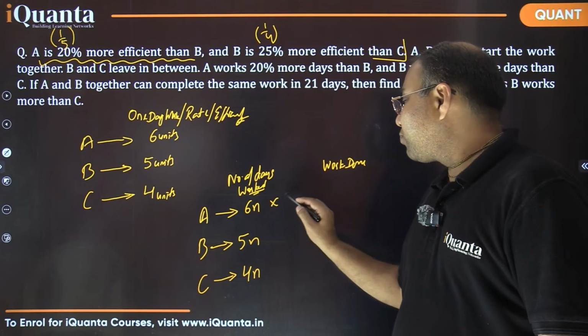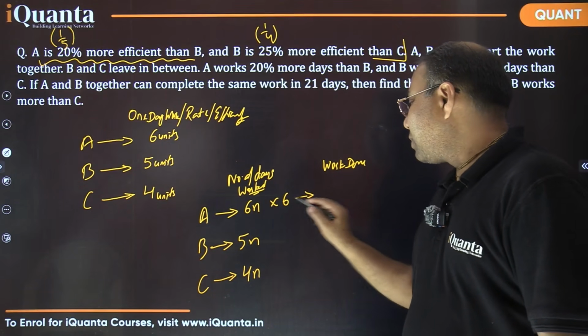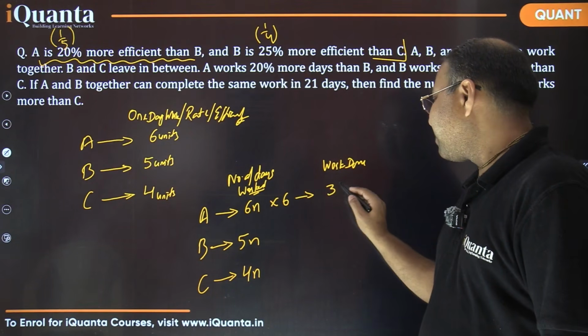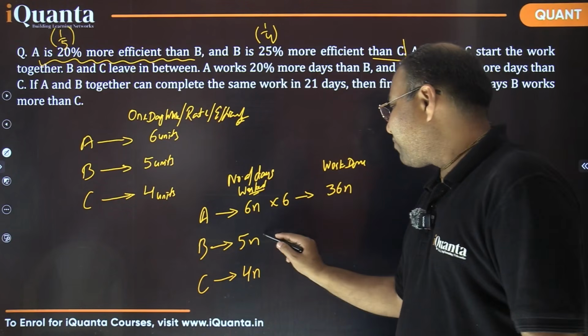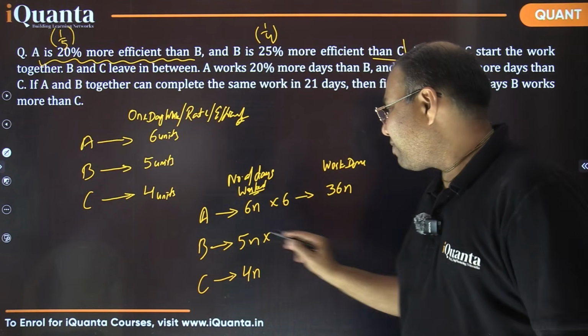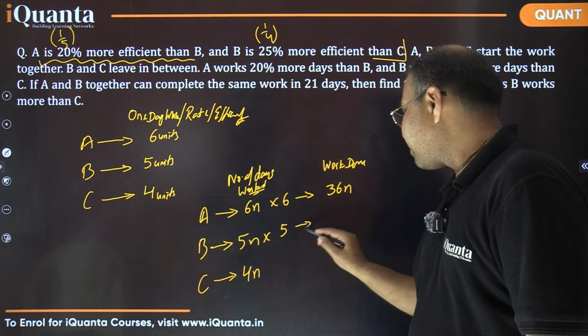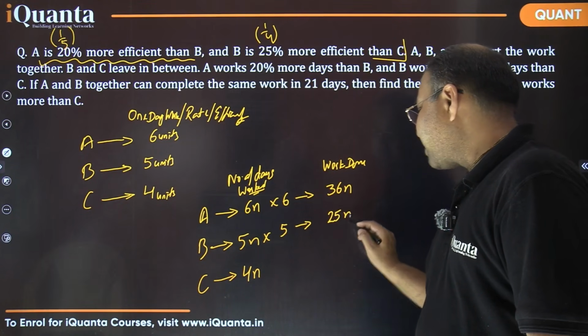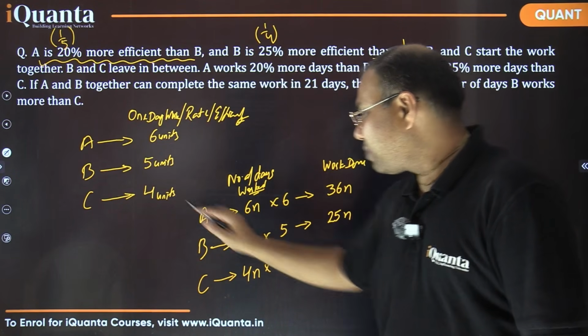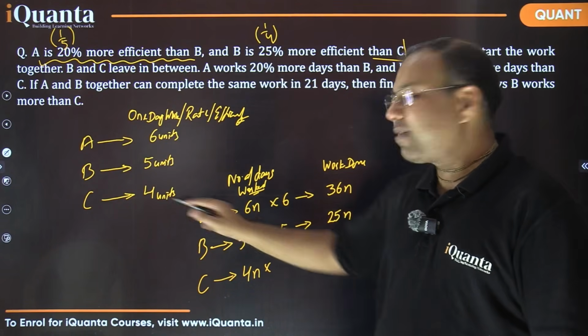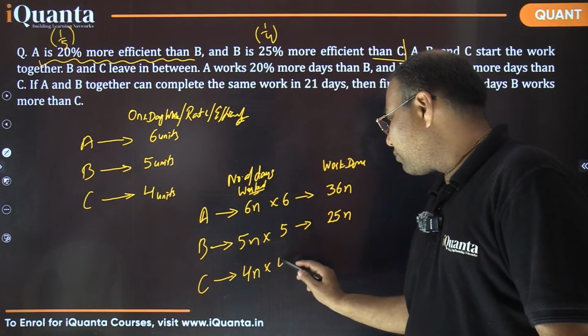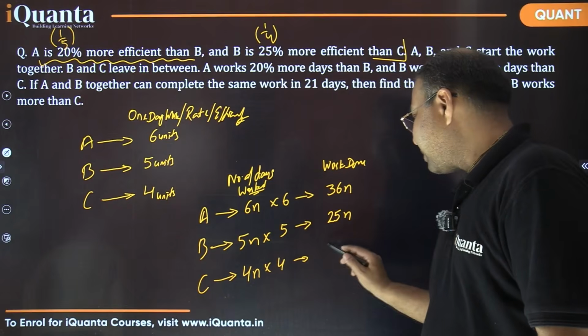So total how much work has been done by this person A? So 6n into 6, that is 36n. So that is the total work done by A. Same way total work done by B would be 5n into 5, which is 25n. Exactly the same way total work done by person C would be, for 4n days, every day he has worked 4 units. So total work done by C would be 16n.